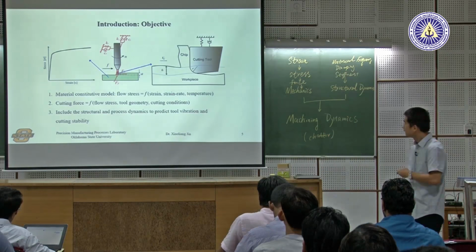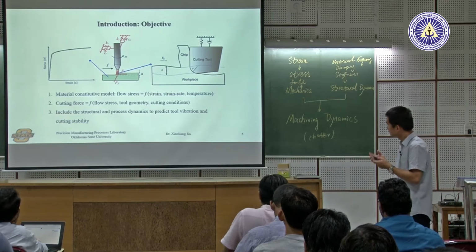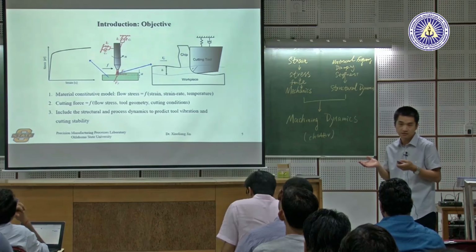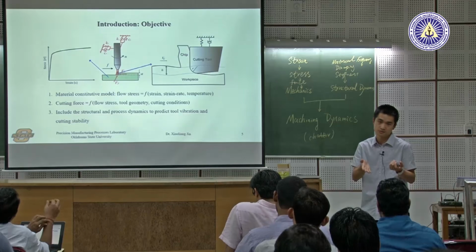And also, because it happens so fast, there's a temperature rise inside the material deformation zone. Basically, for machining of steel, we know the temperature can even go up to about 1,000 degrees Celsius for conventional machining.